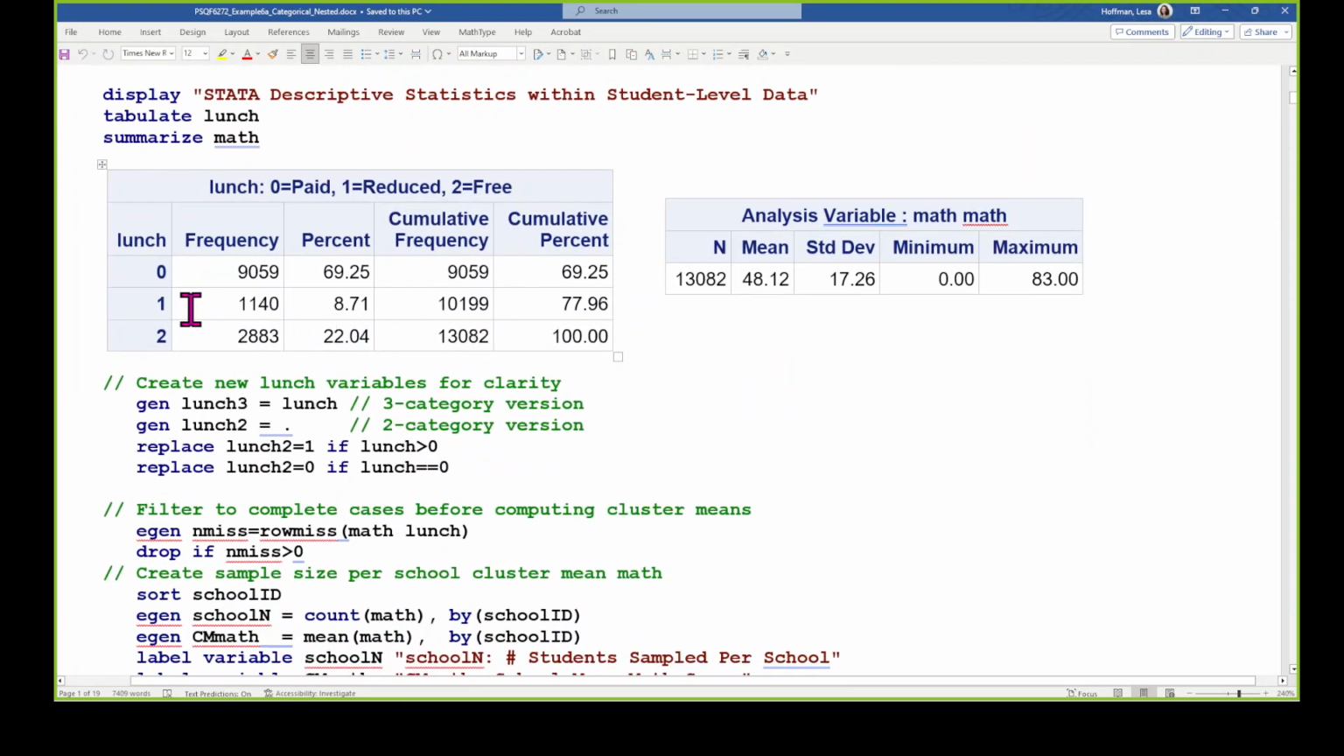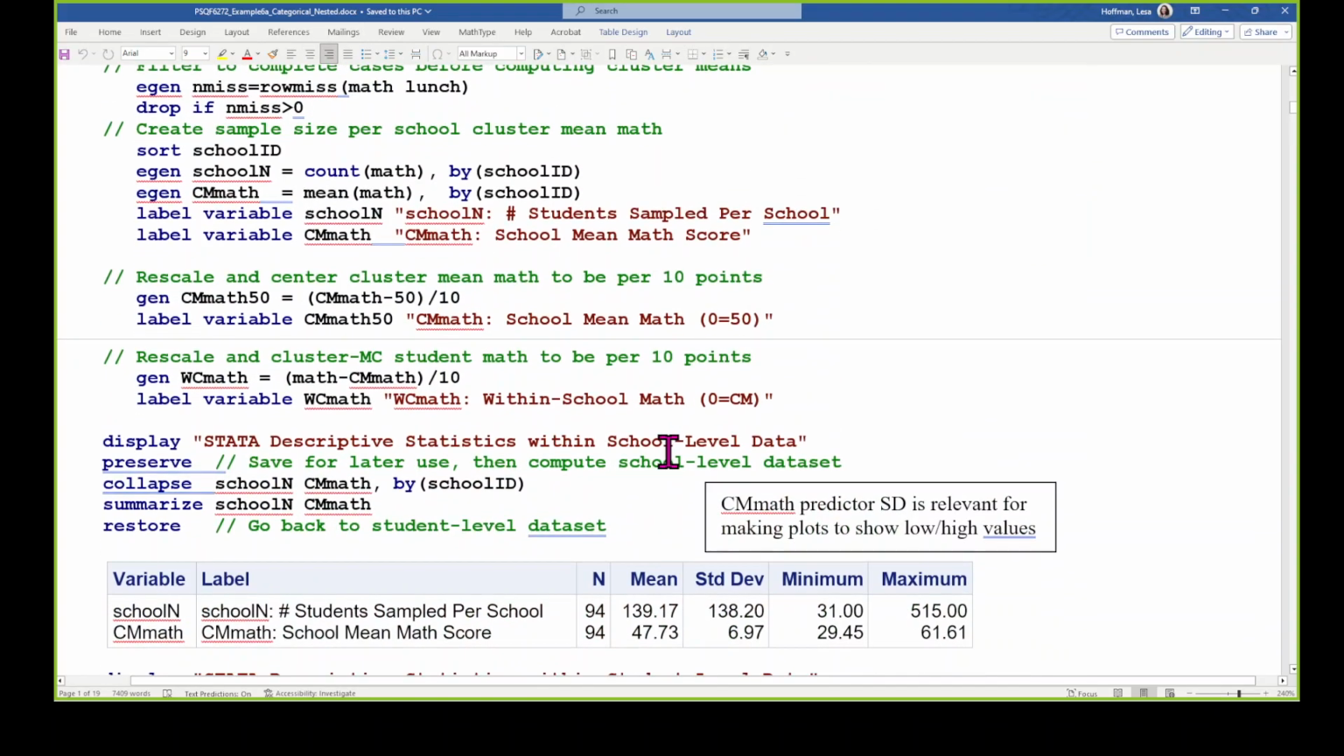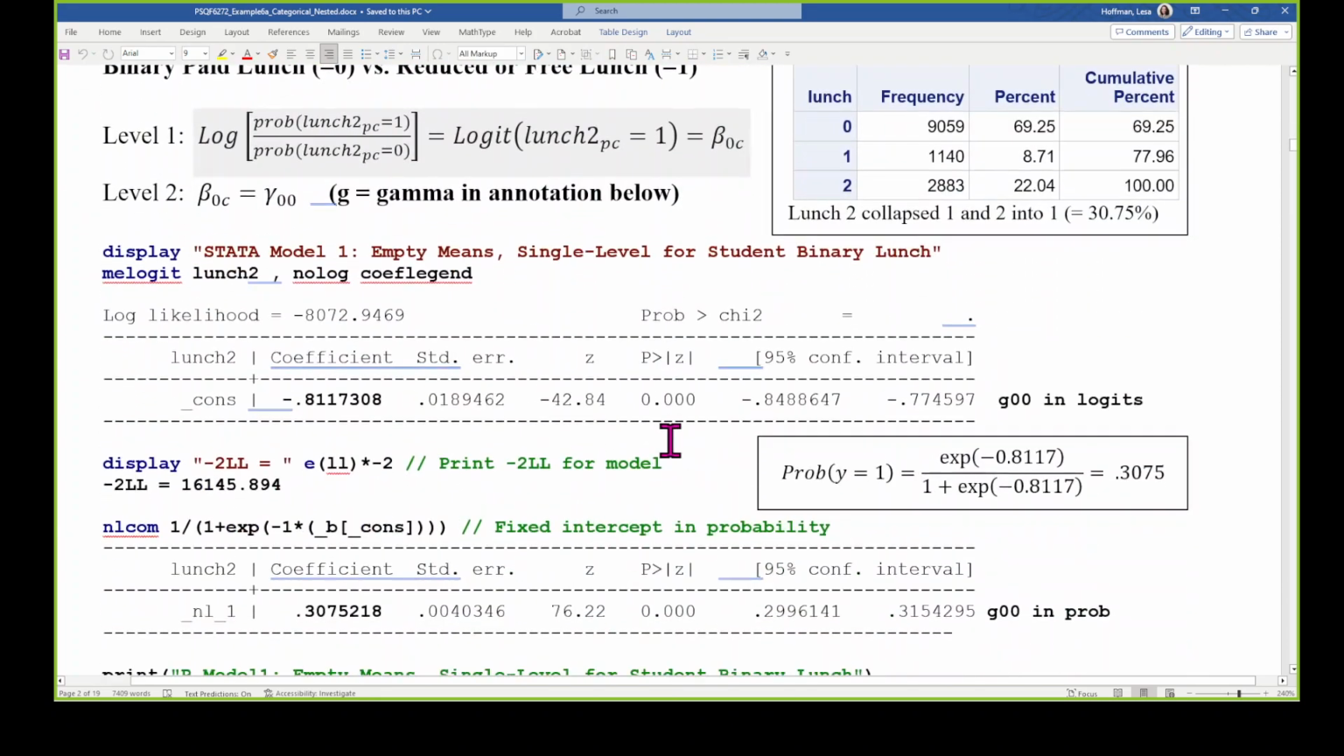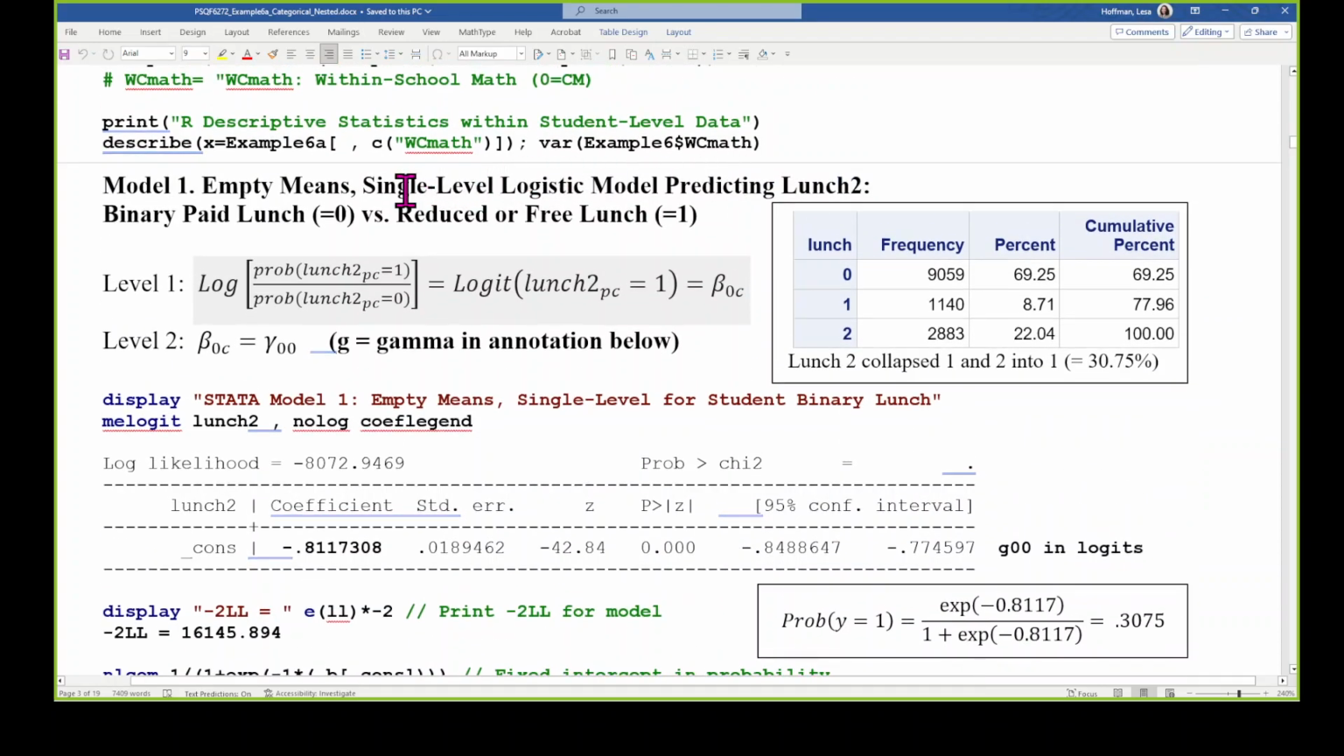So to start with, I'm predicting a binary version of this lunch variable where I collapsed the reduced and free categories. I have an ordinal version towards the end of this handout. So the first model that I did has no random intercept to it, so I'm calling this a single level model. This is a logistic regression. It's empty because there are no predictors.